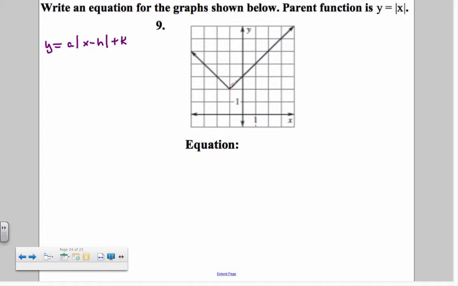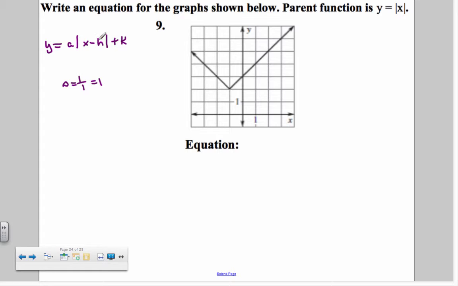I can do that by starting at my vertex and counting my rise over run. So here I'm going up 1 over 1, up 1 over 1. That a is 1 over 1, which is still 1. So really my a is 1. I don't need to include it. There is no vertical stretch or shrink.